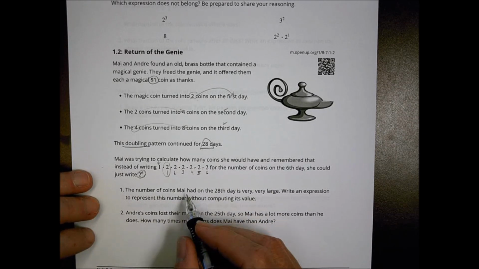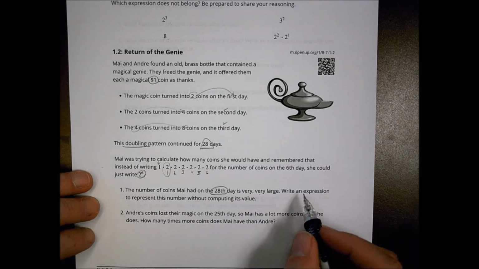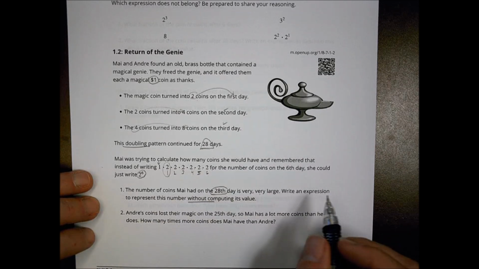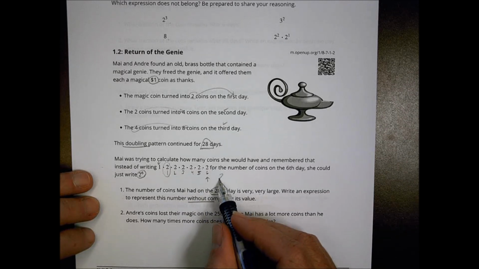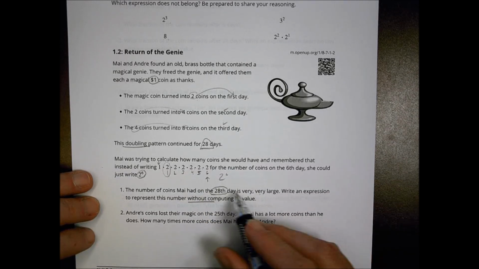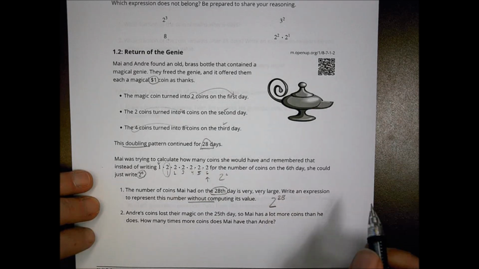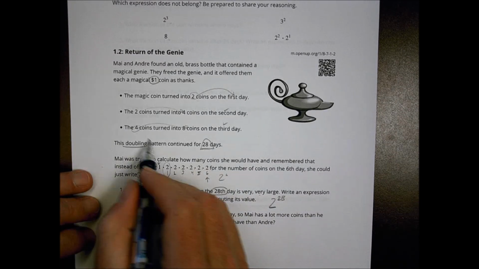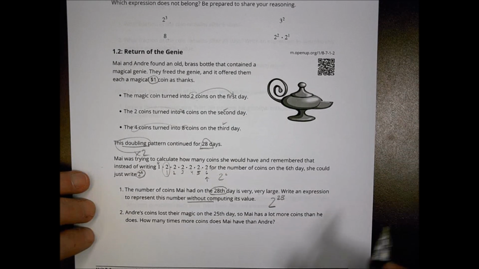The number of coins May had on the 28th day is a very, very large number. Write an expression to represent this number without computing its value. So if on the 6th day it's 2 to the 6th power, then on the 28th day we would write down that it's 2 to the 28th power. That's the idea there, that we're simply repeating that multiplication of times 2, that doubling, 28 times over the course of 28 days.